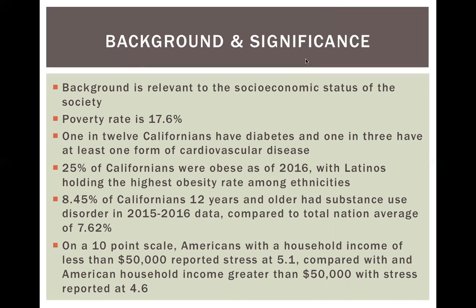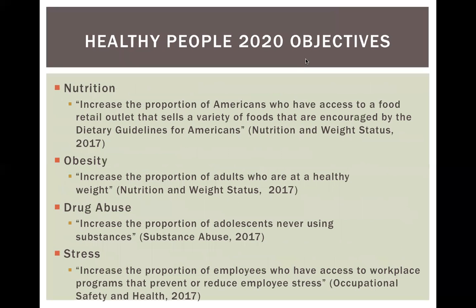8.45% of Californians 12 years and older had substance use disorders in 2015 to 2016 data, compared to the total national average of 7.62%. And on a 10-point scale, Americans with a household income of less than $50,000 reported a stress level at 5.1, compared with 4.6 for an American household income greater than $50,000. All of these issues and the data collected are relevant to the topics of nutrition, obesity, substance abuse, and stress.